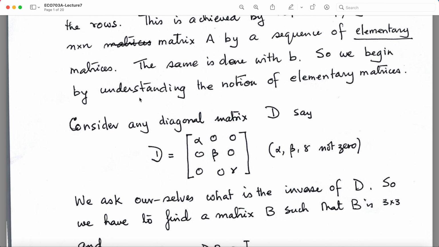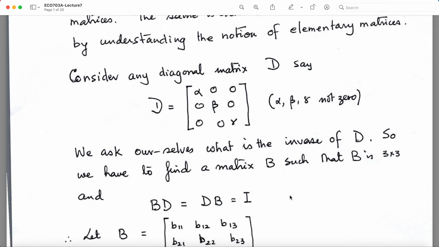So what does it mean by inverse? Suppose I take a diagonal matrix D with alpha, beta, gamma non-zero. These are the only non-zero numbers and every other entry is 0. So we ask ourselves, what is the inverse of D? Which means there must be some matrix B which is representing D inverse, such that B of D, which is again a mapping from Rn to Rn, or D of B, which is again a mapping from Rn to Rn, must be the identity mapping.